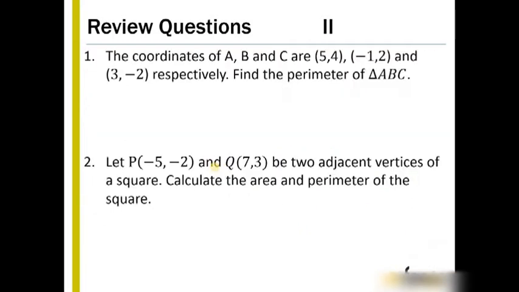Review questions 2. The coordinates of A, B and C are (5, 4), (negative 1, 2) and (3, negative 2) respectively. Find the perimeter of triangle ABC. 2. Let P (negative 5, negative 2) and Q (7, 3) be two adjacent vertices of a square. Calculate the area and perimeter of the square. Pause the video whilst you work out the answers.